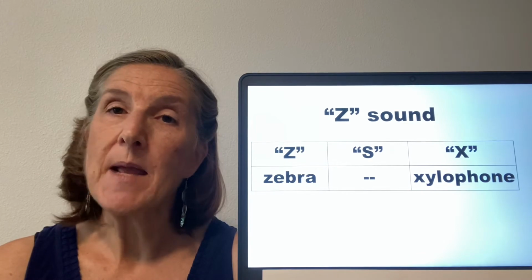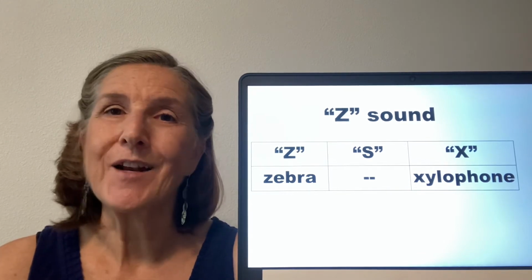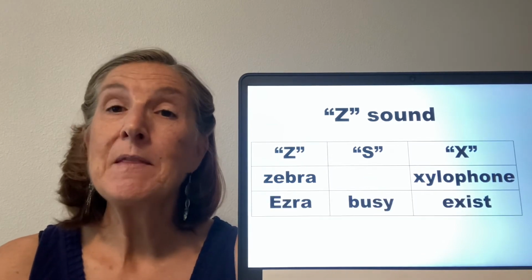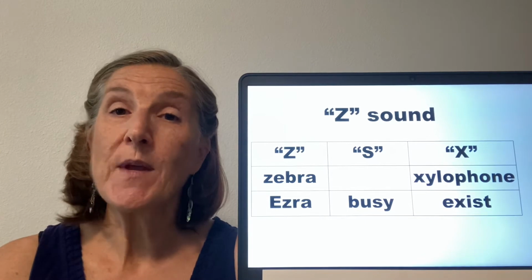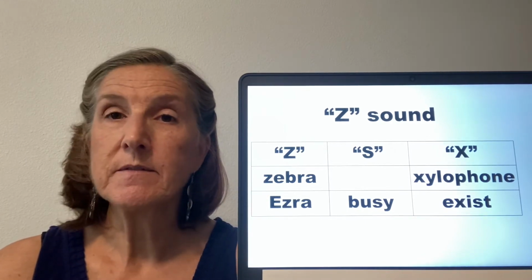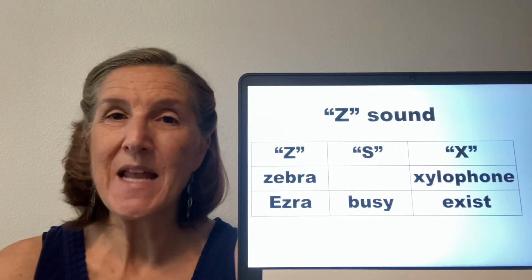But sometimes the Z sound will be at the beginning of a word with an X letter, like in the word xylophone. In the middle of a word, all three of these letters can make the Z sound. In the name Ezra, in the word busy, the Z sound comes from an S.